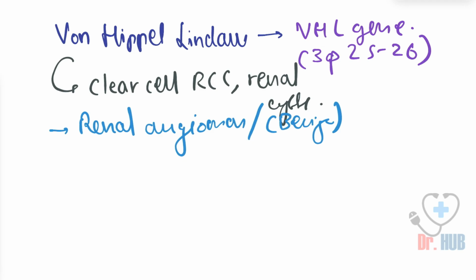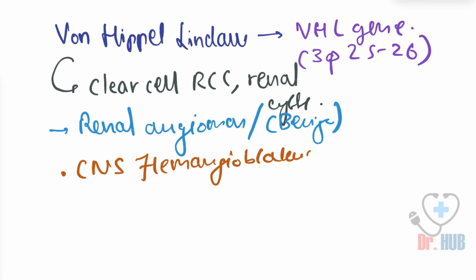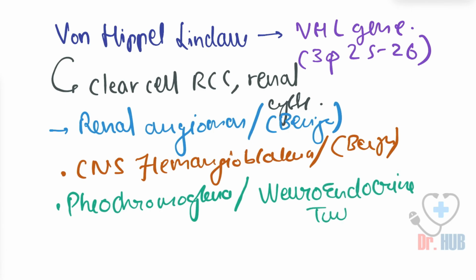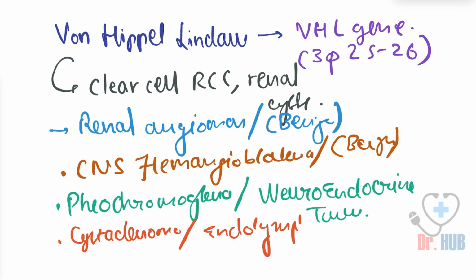Then there is the CNS hemangioblastomas. And so this is basically benign. Next there is also the pheochromocytoma. Then also the neuroendocrine tumors. Then there is also the cystadenoma and the endolymphatic sac tumors.